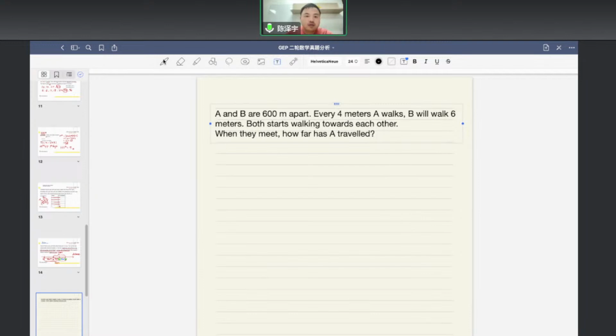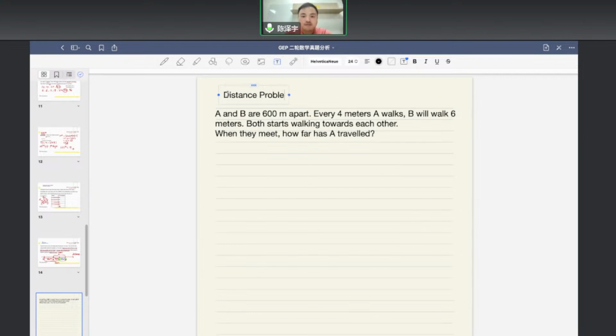Okay, so this is the question. A and B are 600 meters apart. Every 4 meters A walks, B will walk 6 meters. Both start walking towards each other. When they meet, how far has A traveled? So this one is about distance.